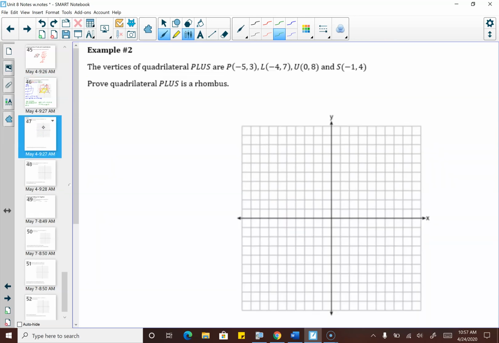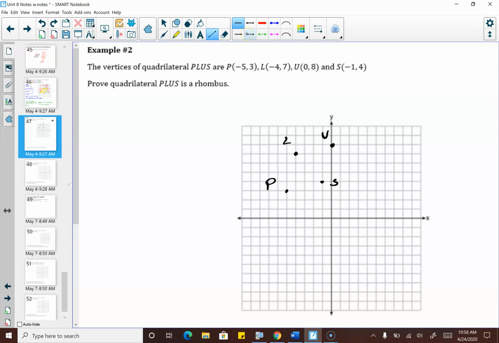In example 2, the vertices of quadrilateral PLUS are given. Prove quadrilateral PLUS is a rhombus. So first things first, we're going to graph everything. So negative 1, 2, 3, 4, 5, 1, 2, 3. So there's P. Negative 4, 7 is L. 0, 8 is U. And negative 1, 1, 2, 3, 4 is S.